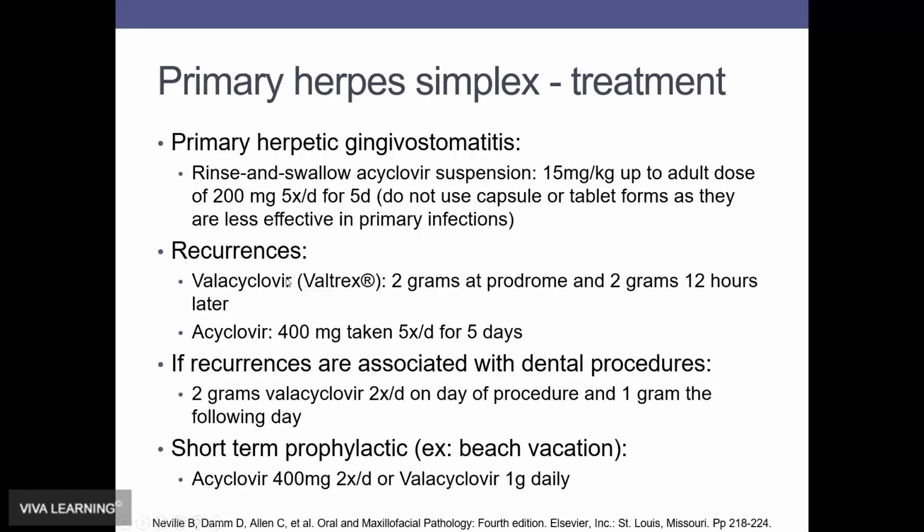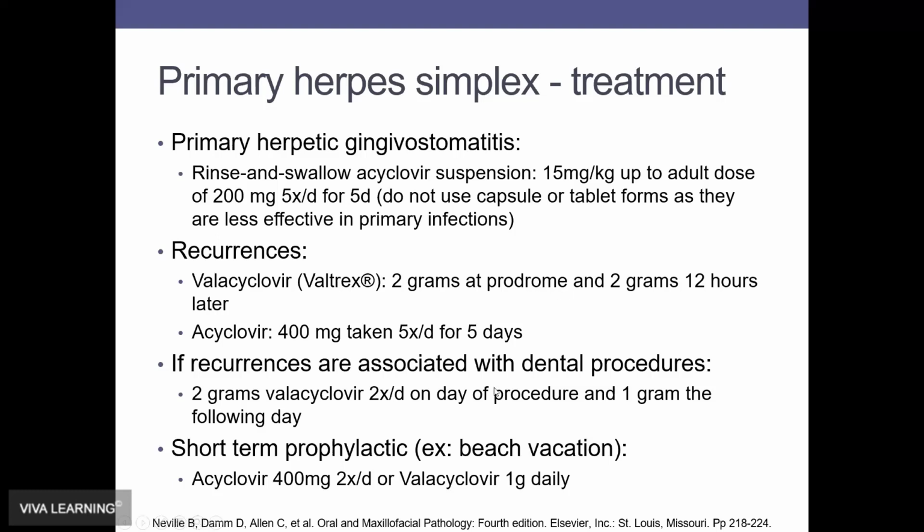Or acyclovir. Sometimes insurance doesn't want to pay for valacyclovir, so they prefer the patient take acyclovir. Works exactly the same. It just doesn't have the bioavailability that valacyclovir has, so the dosing is less convenient. So for acyclovir, it's 400 milligrams 5 times a day for 5 days.